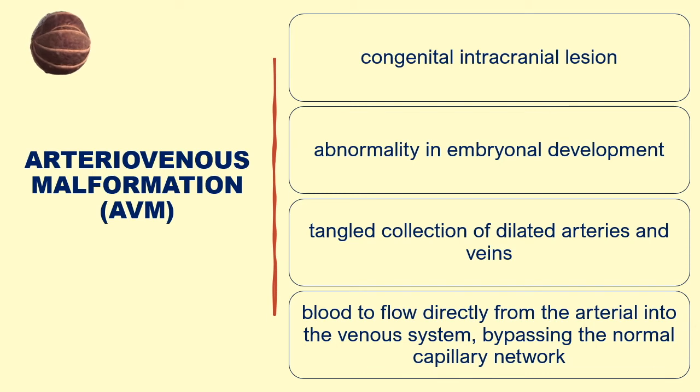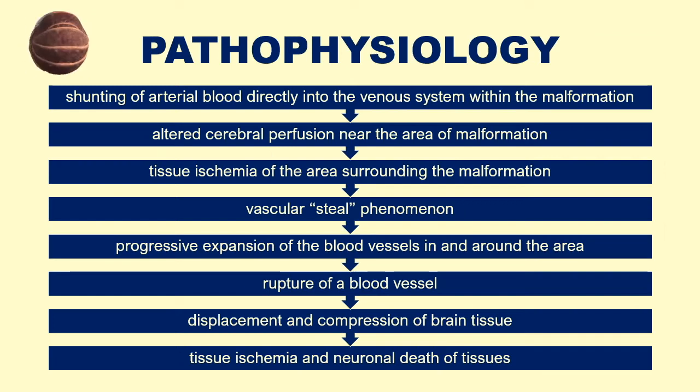Okay, so class, again, what happens if there is AVM? The blood, class, would flow directly from the arterial into the venous system. So instead, class, of having the capillary network wherein there will be an exchange of your nutrients and oxygen, that's not happening in your arteriovenous malformation. Okay, so because of the malformation between the artery and the vein, class, there is a bypassing of this capillary network. Hence, the exchange would not be taking place.